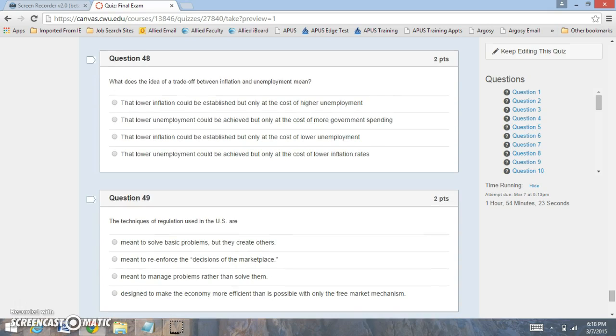Now, question 48, the trade-off between inflation and unemployment. The trade-off exists in the short run, because as the unemployment rate decreases, people will have money, they're earning income, and then they will spend more, which will cause the inflation rate to increase. So you notice this is going to be an indirect relationship between those two variables.